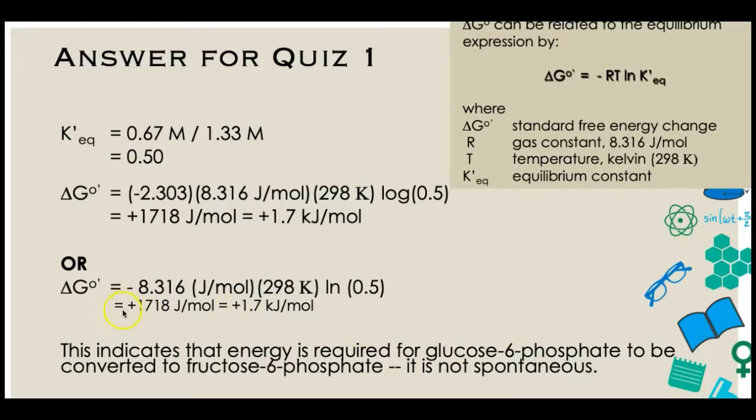And finally, the answer will be positive 1718 joule per mole, or we convert it into the standard unit, kilojoule per mole, to 1.7 kilojoule per mole. So this indicates that energy is required for glucose 6-phosphate to be converted to fructose 6-phosphate. Hence, it is not spontaneous, since it is positive. When it's positive, it is not spontaneous.